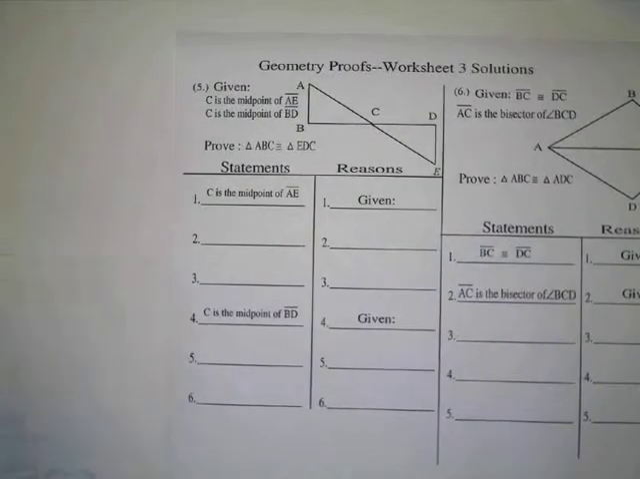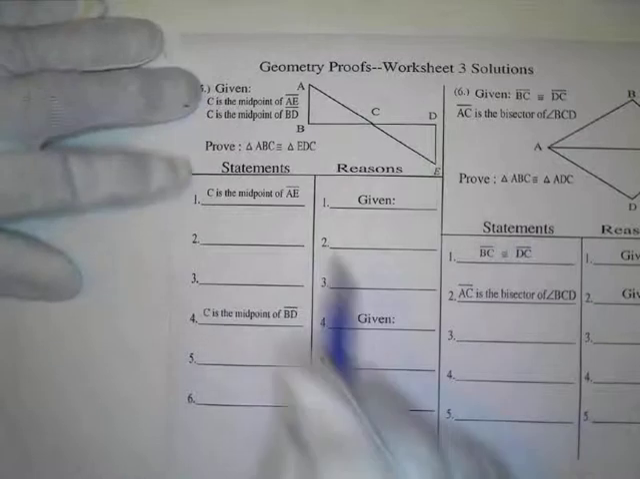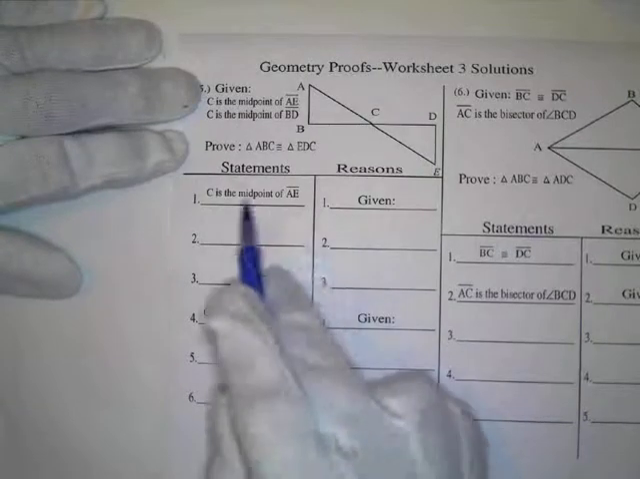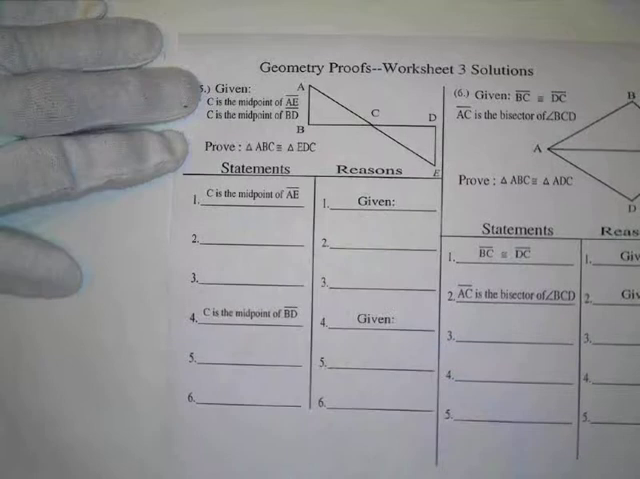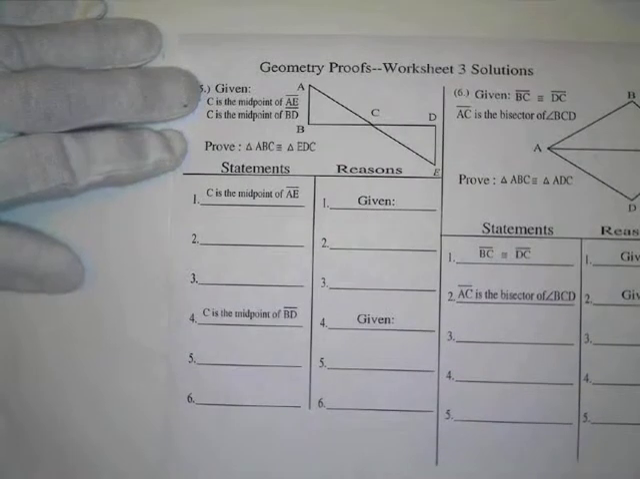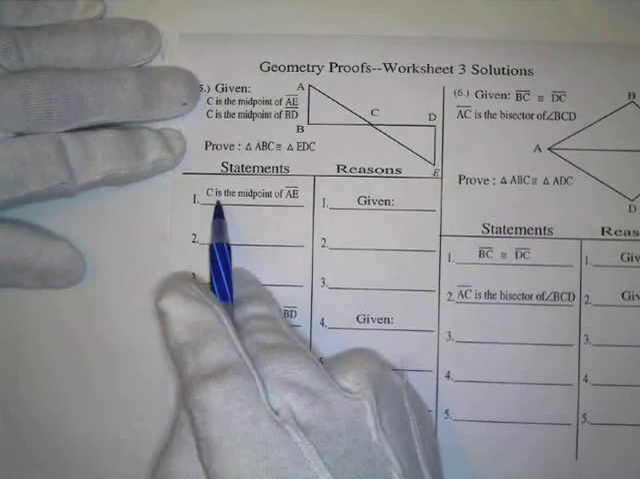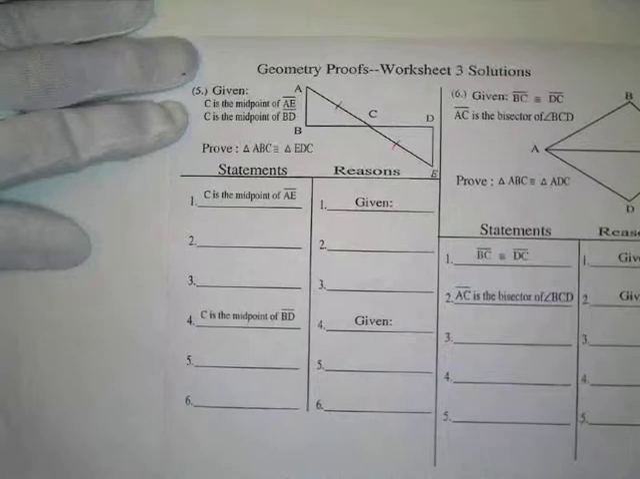So what I'm going to do is break these up so everything makes a little bit more sense as far as side angle side or angle side angle. First of all, if C is the midpoint of AE, that means it breaks it up into two congruent segments, this one and this one. That's why the little marks are there to help you. So I know that AC is congruent to EC.